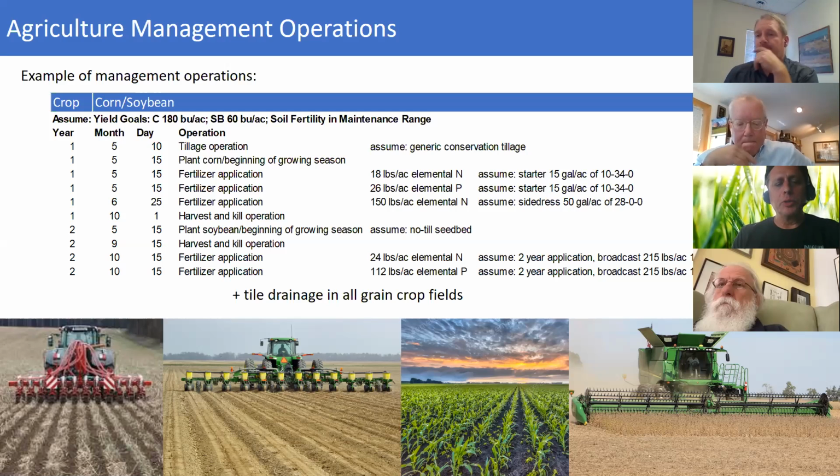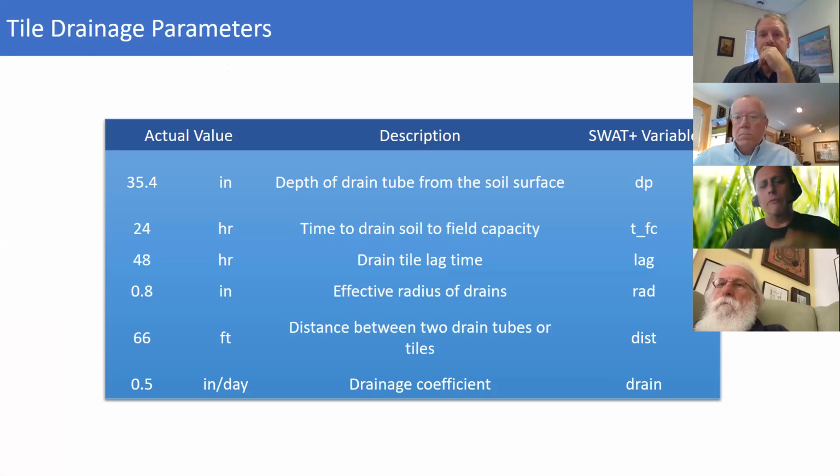I'm going to move on to tile drainage. And so here is the information that we use in the model to describe how these tile drainage operations occur. So we have, for example, the depth down to the drain tube, and that's about 36 inches. The time to drain the soil to field capacity, about 24 hours. The drainage tile lag time, the effective radius of the drains. And right now we have a 0.8 inch effective radius. That may be a bit on the small side, so I would love to hear comments about that. Distance between 2 drain tubes, about 66 feet.